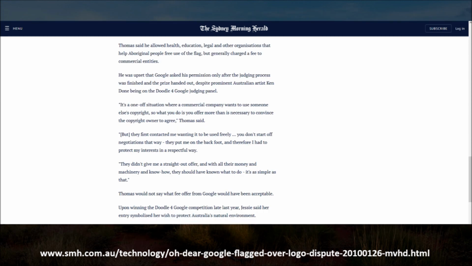Thomas said that Google asked him for permission to use the flag's design after the winning doodle was chosen, and they didn't offer him any financial compensation. After some back and forth negotiation, Thomas refused to make a deal with Google. Here is what he said.